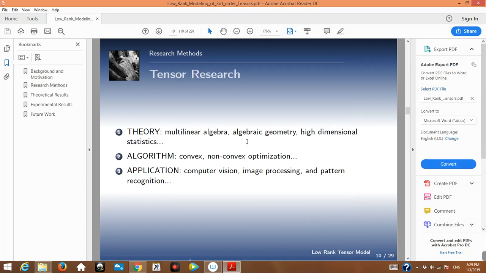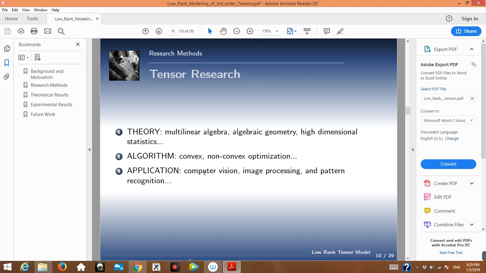People have studied tensors for more than 100 years. At first, people used mathematical tools to study theoretical aspects of tensors, for example, multilinear algebra, algebraic geometry, and high-dimensional statistics. And recently, people have studied non-convex and convex optimization algorithms for tensor decompositions.